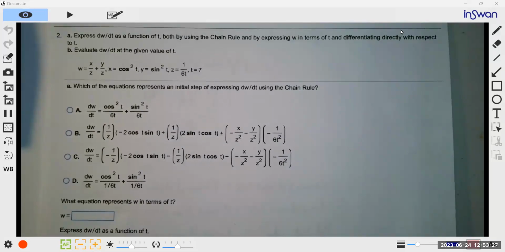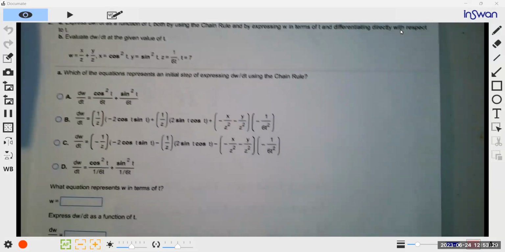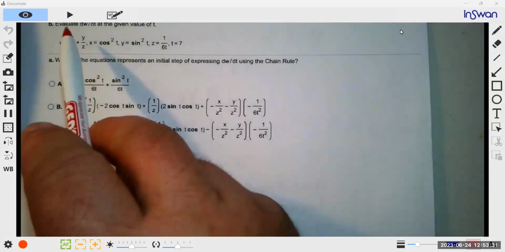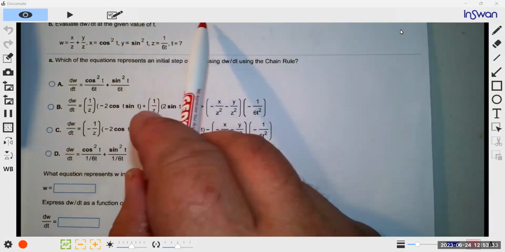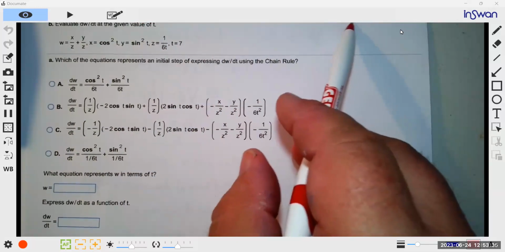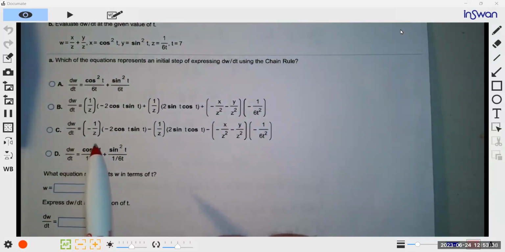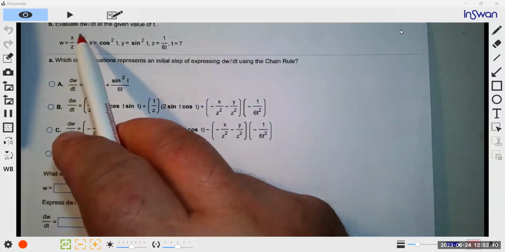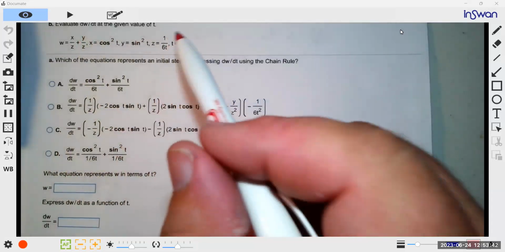All right, number 2. Express dw/dt as a function of t, both using the chain rule and expressing the terms directly with respect to t. And then evaluate dw/dt at the given value of t.